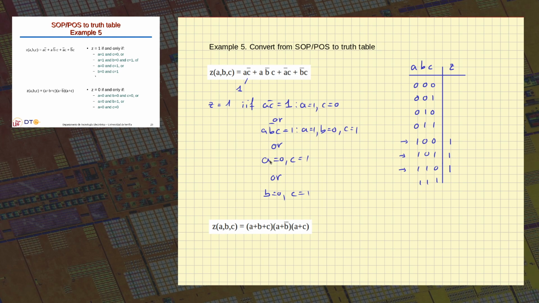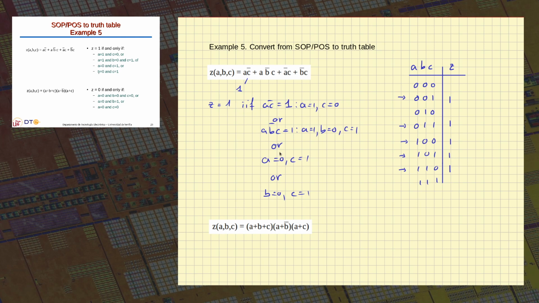The third case is when A is 0 and C is 1. This is this case and also this case. So in these two cases, my function is also 1. And the final case is when B is 0 and C is 1. It happened here. We already considered this, B0, C1. And here, B0 and C1. We already considered this case as well. So these are the cases where the function is 1.